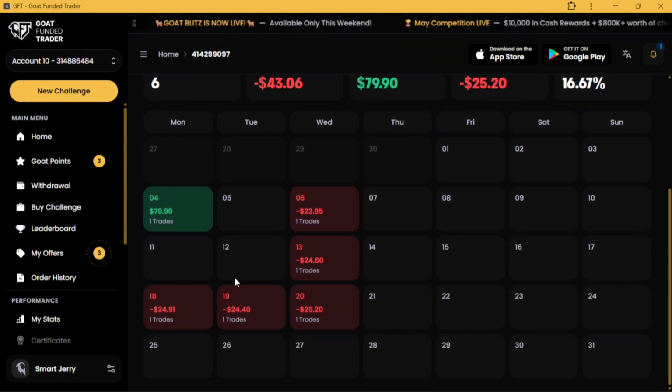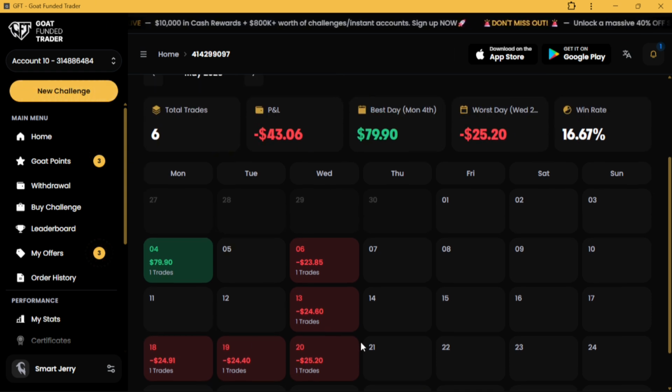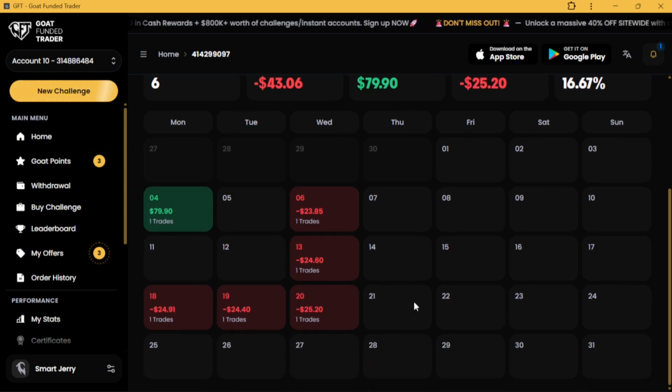So as you can see, I discovered that this funded account calendar is kind of based on the time zone and everything. Tuesday trade shows under Monday, Wednesday trade shows under Tuesday, and then Thursday trade shows under Wednesday. As you can see, these are the three trades I executed this week. There's no faking.